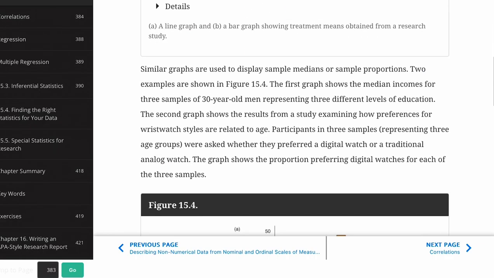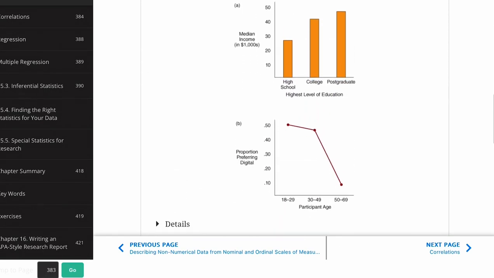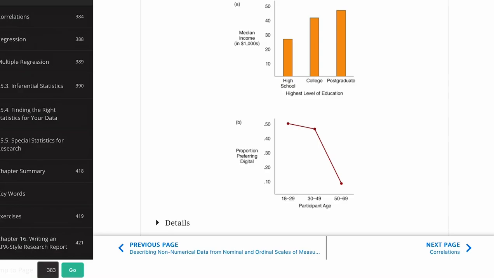Now, you can also do median or proportions. If you have different types of data, non-numerical data, or situations where you're using the median instead of the mean, or if you're using proportions because it is nominal or ordinal data, you can still graph that in bar graphs or line graphs.